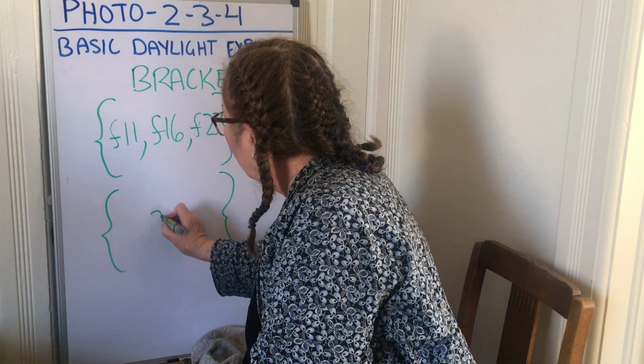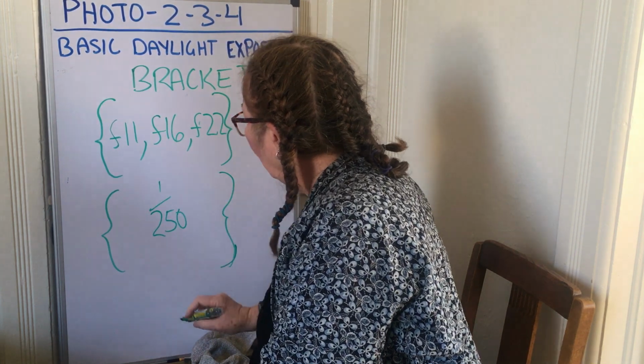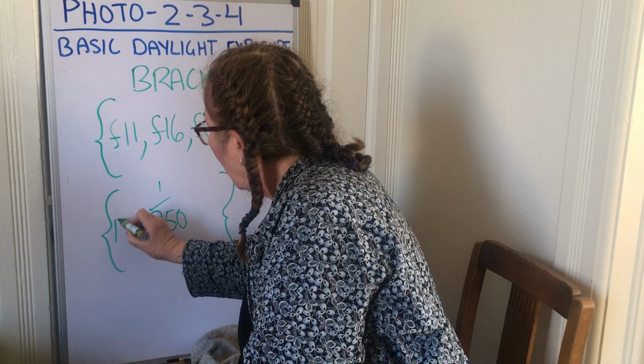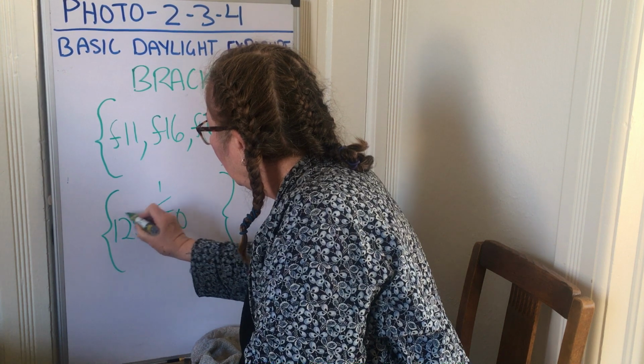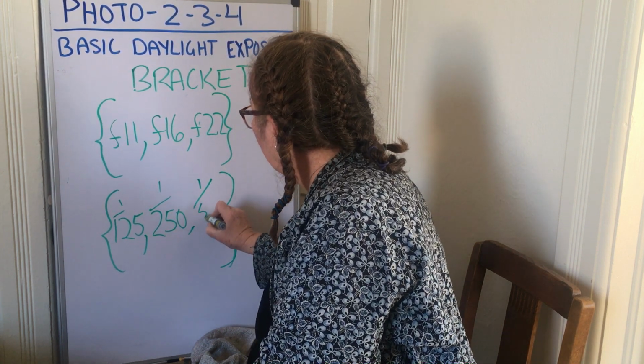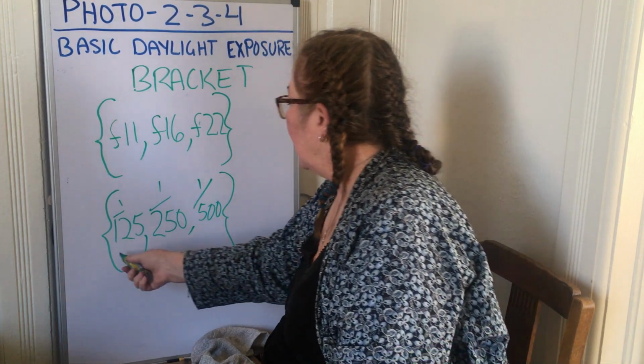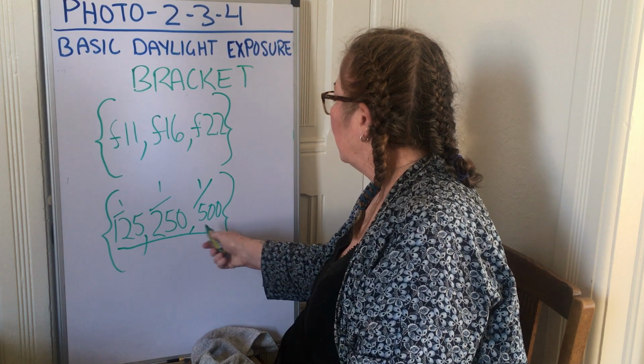Maybe I just want to have my shutter speed change. So I'm starting off, say, at 1/250th of a second. And then I'd also do one photo at 1/125th and one at 1/500th. Right? And that would be my bracket. That would give me 3 different exposures.